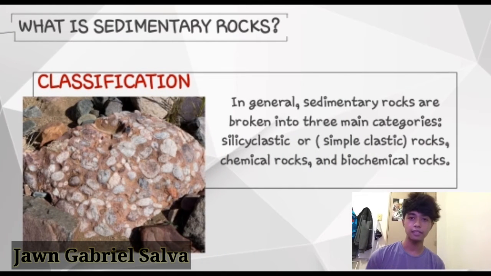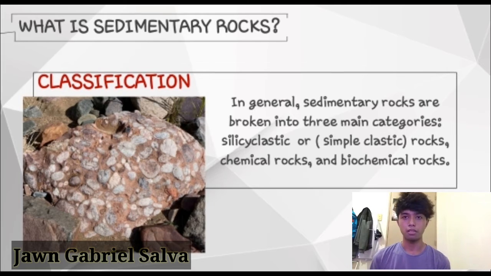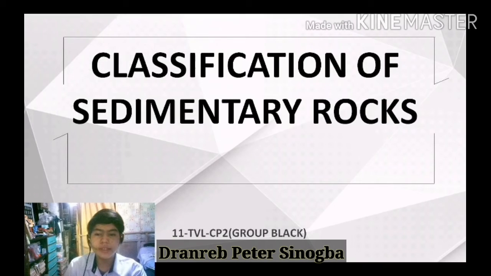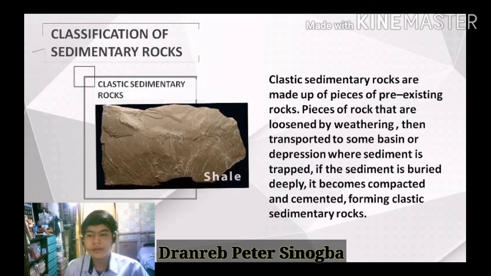So there are three classifications of sedimentary rocks. The three main categories are siliciclastic, which is simply called clastic rocks, chemical rocks, and biochemical rocks. Classification of sedimentary rocks. Clastic sedimentary rocks. Clastic sedimentary rocks are made up of pieces of existing rocks.